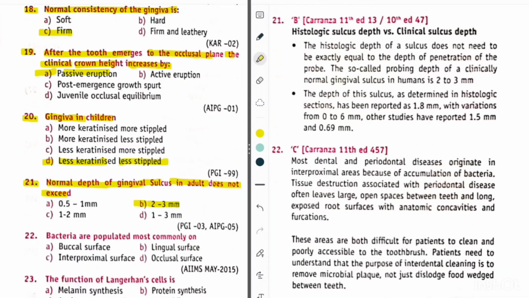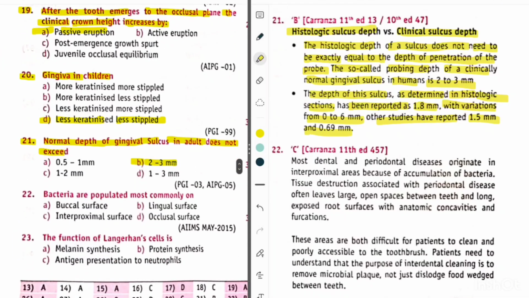Its key explanation is histologic sulcus depth versus clinical sulcus depth. The histologic depth of a sulcus does not need to be exactly equal to the depth of penetration of the probe. The so-called probing depth of a clinically normal gingival sulcus in humans is 2 to 3 mm. The depth of this sulcus as determined in histologic sections has been reported as 1.8 mm with variations from 0 to 6 mm. Other studies have reported 1.5 mm and 0.69 mm.